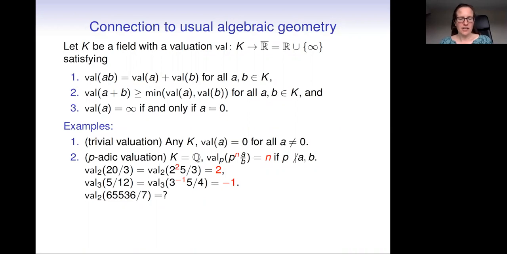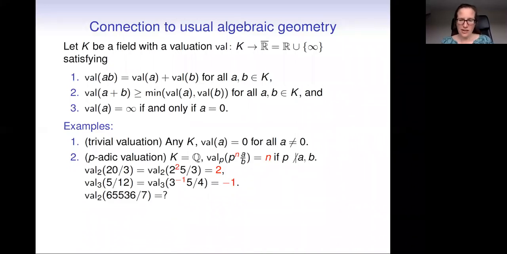And someone's asking, do we need to require that the minimum is achieved twice if val a and val b are different? And the answer is no, you don't have to require it, but it's true. It follows from the axioms, as someone else is pointing out. Great, good. Okay, here is the reality check. Are we on the same page?